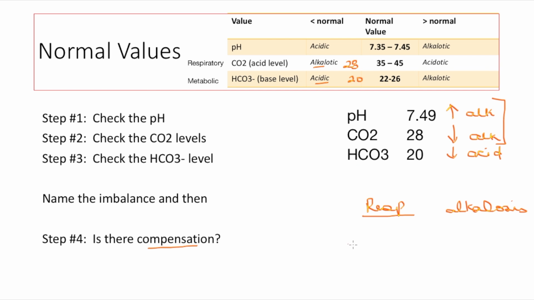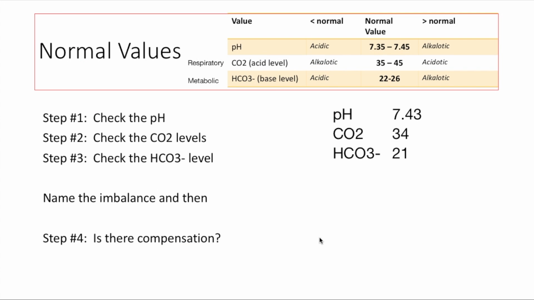Full compensation occurs when pH is returned to normal and our CO2 and bicarb levels are still outside of normal. All right, time for one more. Go ahead, pause this video, complete this on your own, and come back for the answer.